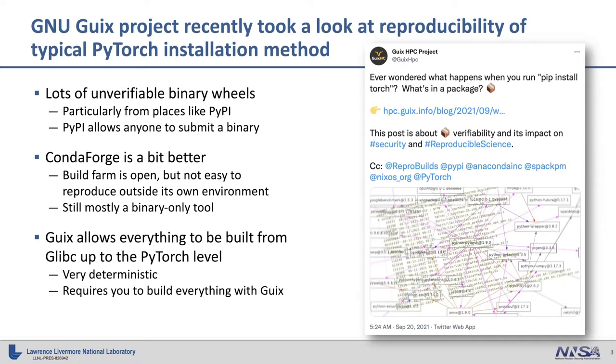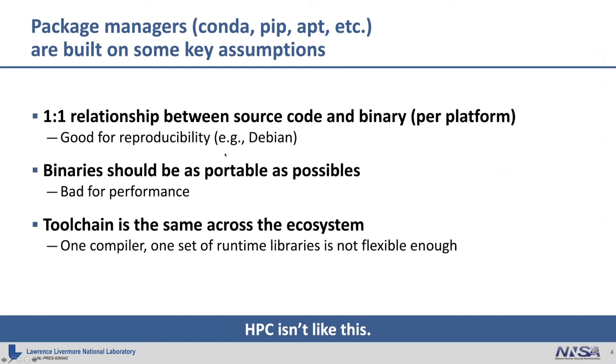And so Guix and Nix build glibc and everything on top of it. So it's a completely isolated environment, kind of like a container, but all built from their source. It's very deterministic, but it does require you to build everything with Guix, and that's not for everyone.